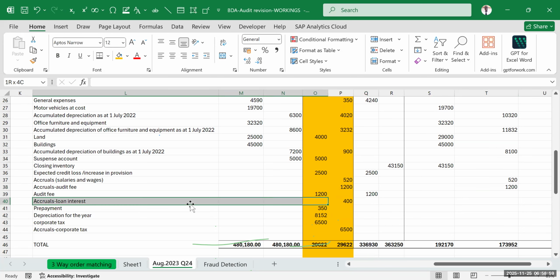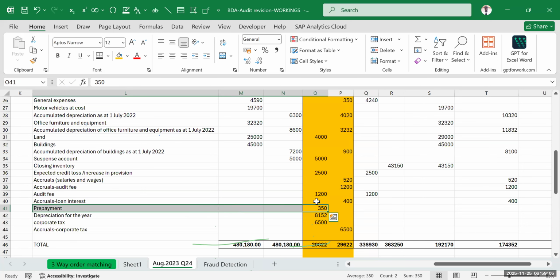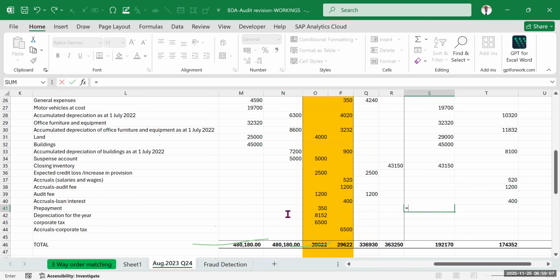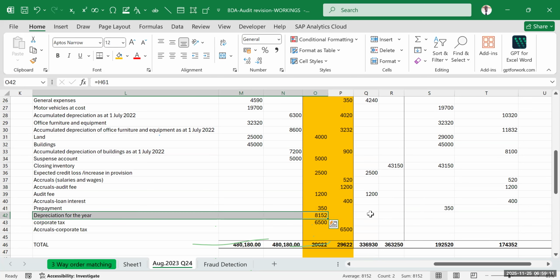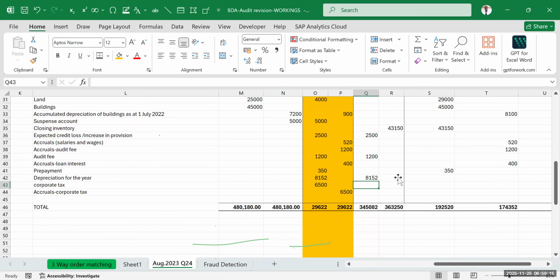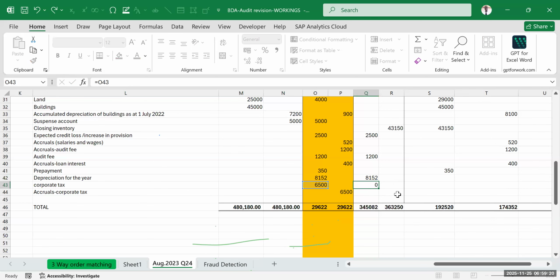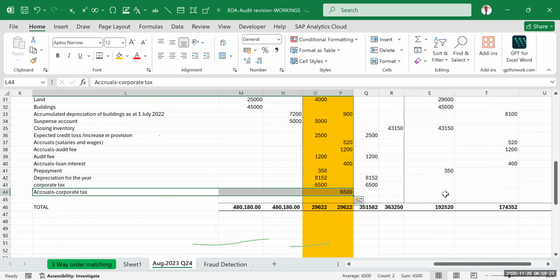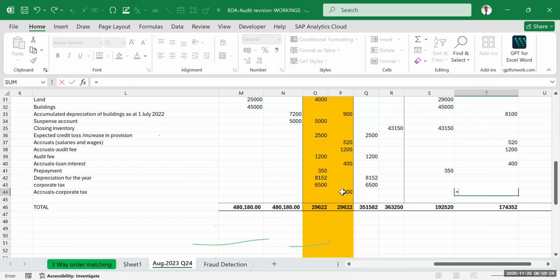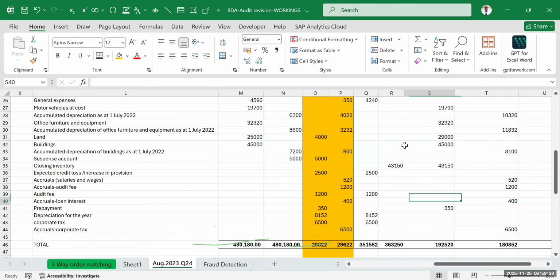We look at the accruals of interest. This is a liability. We have to recognize it there. We go to prepayment. Prepayment is an asset. I believe you know that very well, members. Depreciation for the year does not go to the balance sheet, but it is an expense in the income statement. We know that corporate tax is an expense in the income statement, but again, the same corporate tax was not paid, meaning it is a liability to be recognized there like that. Very good. Very, very good.